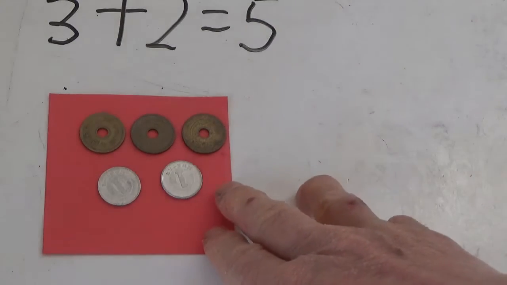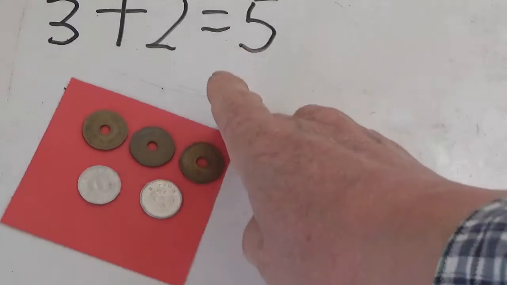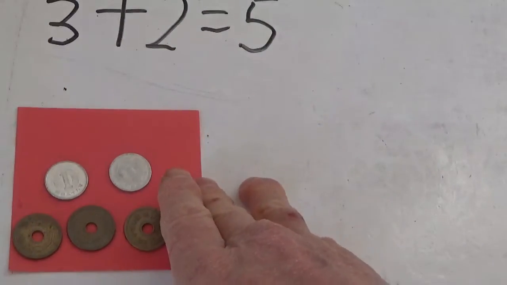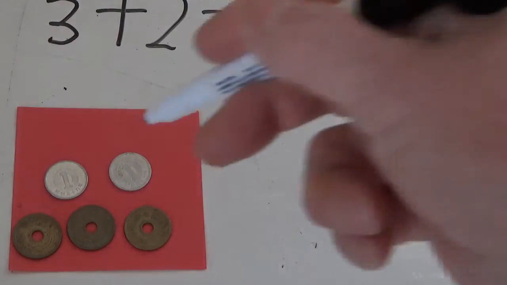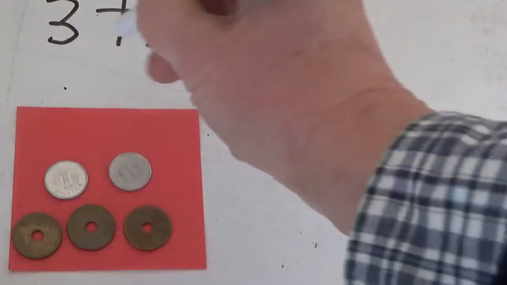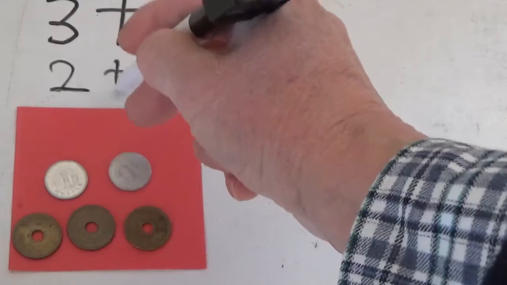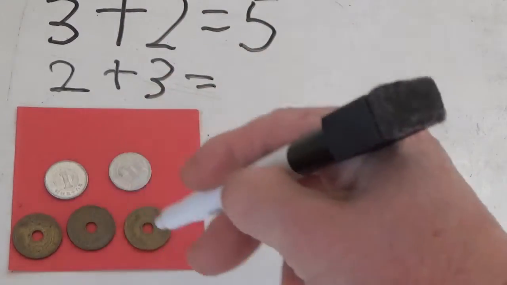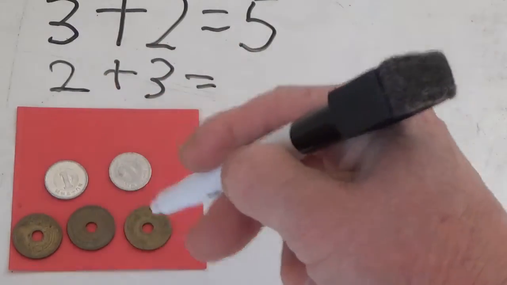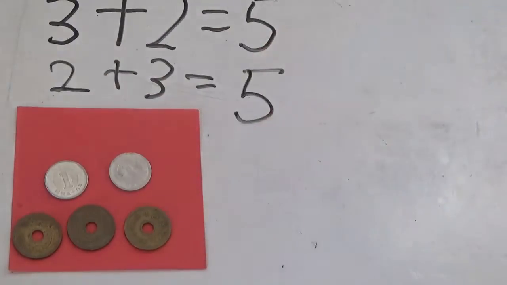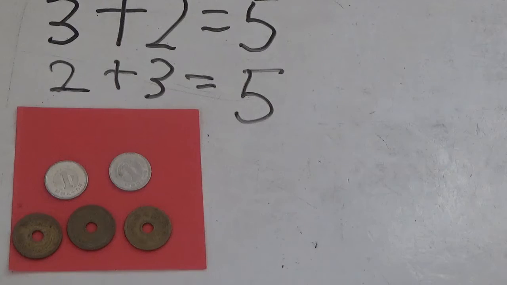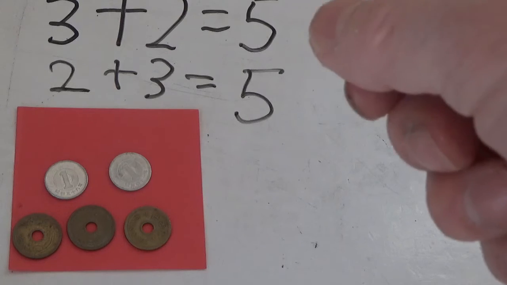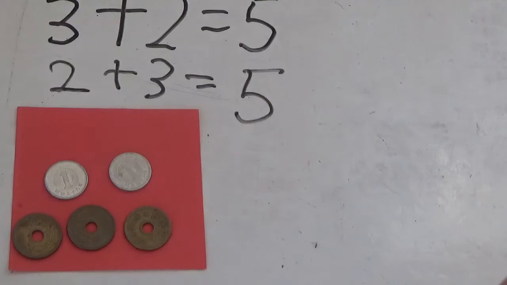If we rotate the paper, this is 1, 2, and 1, 2, 3. That is 2 plus 3 equal 5. That is also 5. Because only the paper is rotated. No coin was taken or added, so the number is not changed.